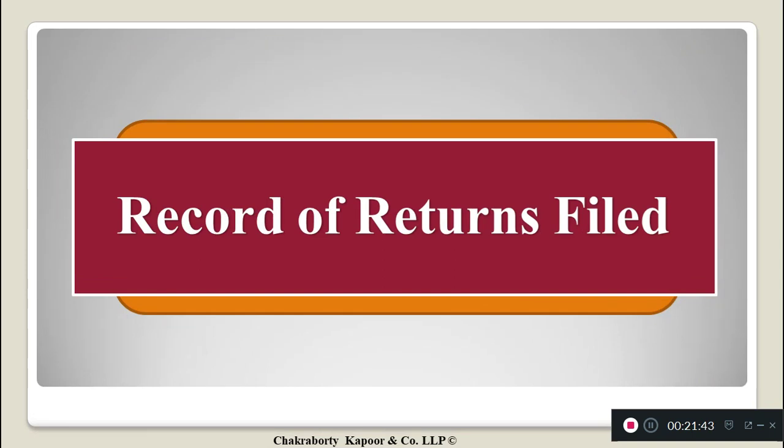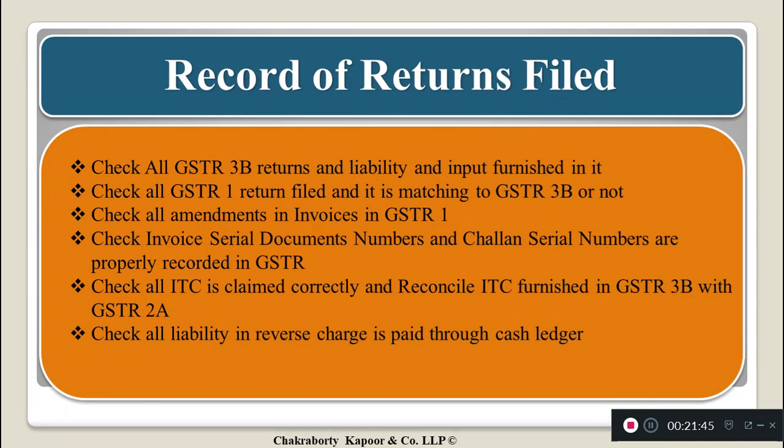Records of returns filed. You all are already aware of the returns in GST in regard to GSTR returns. To audit records of returns filed, check all GSTR 3B returns and liability and input tax credit furnished in it. Check all GSTR 1 returns filed and whether they match GSTR 3B or not. Check all amendments in invoices in GSTR 1. Check invoice serial document numbers and challan serial numbers are properly recorded in GSTR.